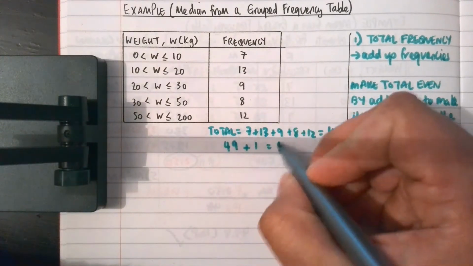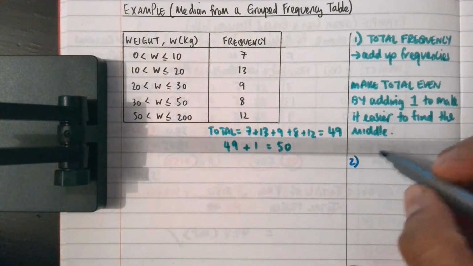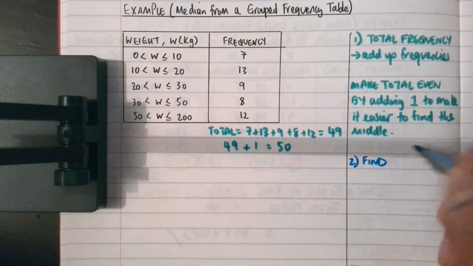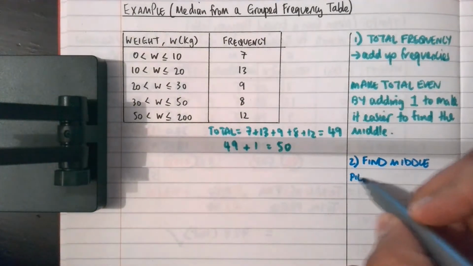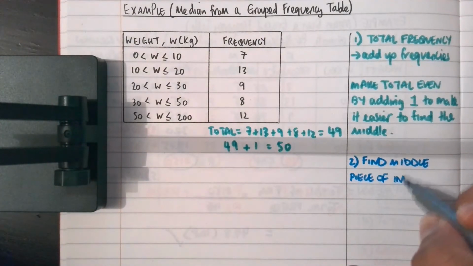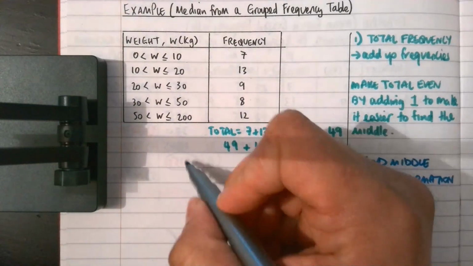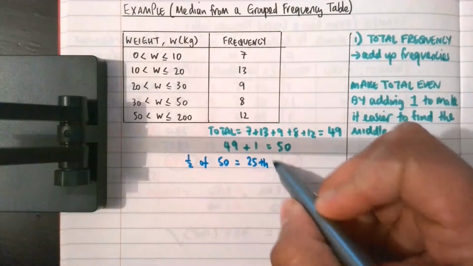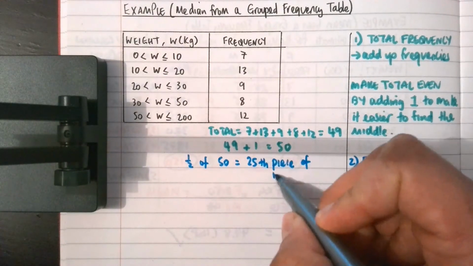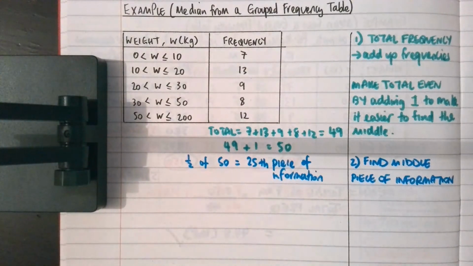We add 1 to it, so we get 50, and then we're going to find the middle piece of information, which will then help us work out what the median class interval is. So to find the middle piece of information, we're going to find half of 50, or divide 50 by 2. That's where the middle is. The middle is always a half. So it's going to be the 25th piece of information. So our median class interval is the one that has the 25th piece of information.